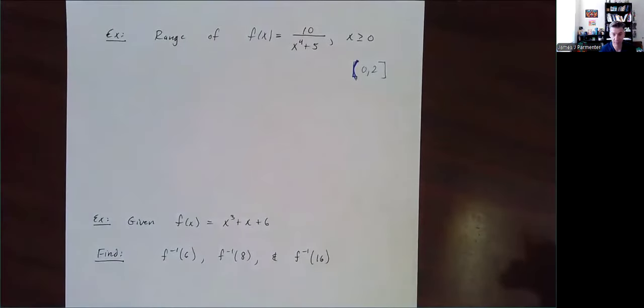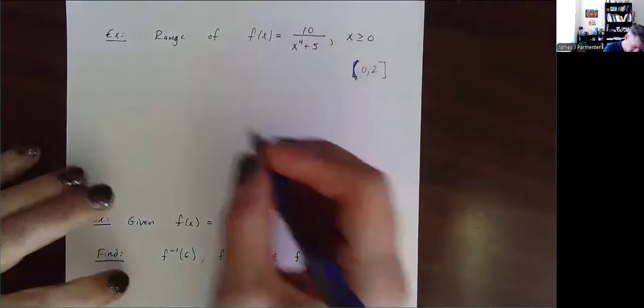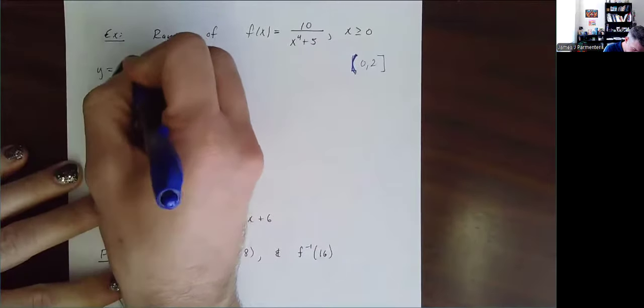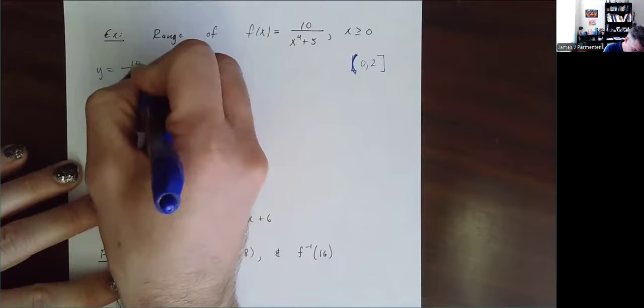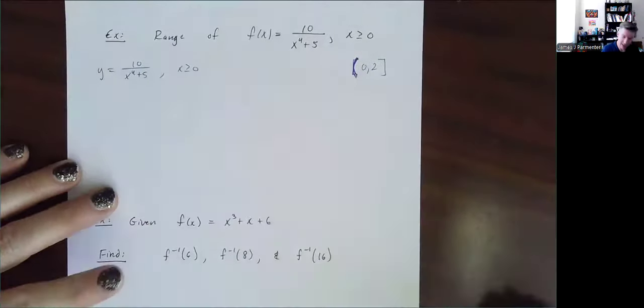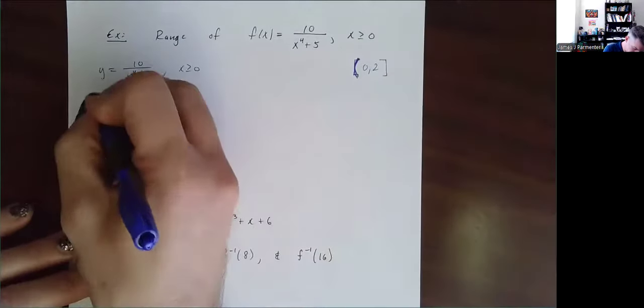But let's do it the other way. So I'm going to do it by finding the range, sorry, the domain of the inverse function. So y equals 10 over x to the 4th plus 5. X is bigger than or equal to 0. Interchange all the x's and y's.